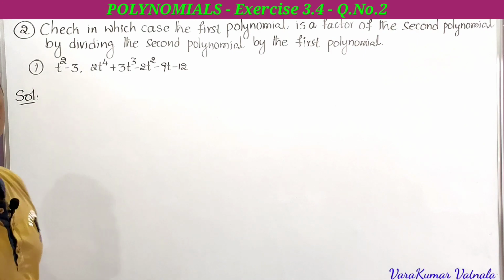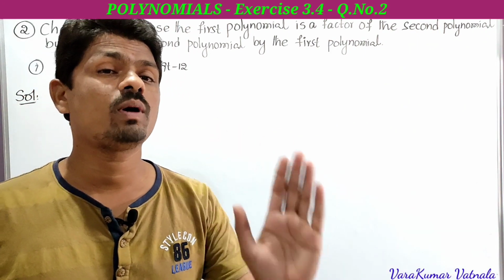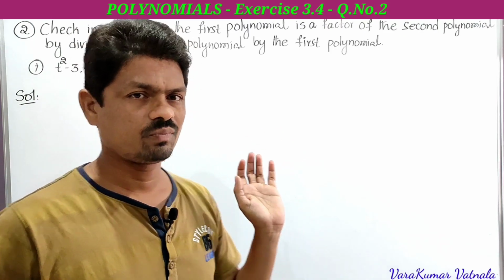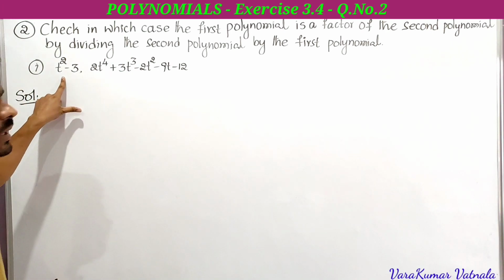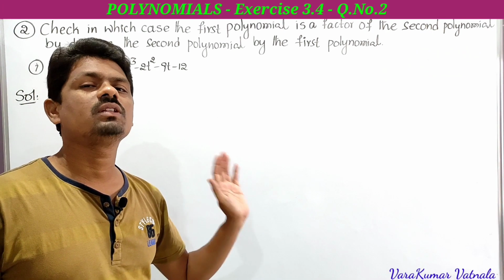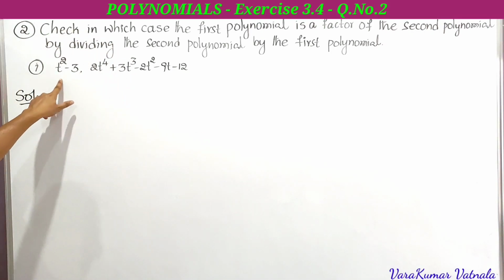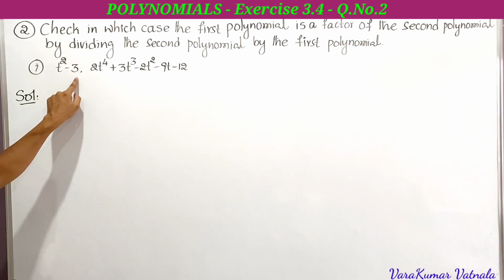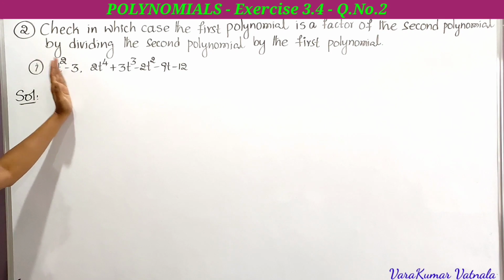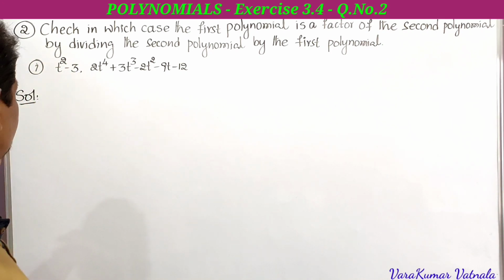Before doing the division of the polynomials, we have to check whether the 2 polynomials are in their standard form or not. So this is the first polynomial. What is the standard form? The degrees of the terms in the polynomial should be in decreasing order. Here the degree of this term is 2, and here the degree of this term is 0, so it is in decreasing order. So this polynomial is in its standard form.